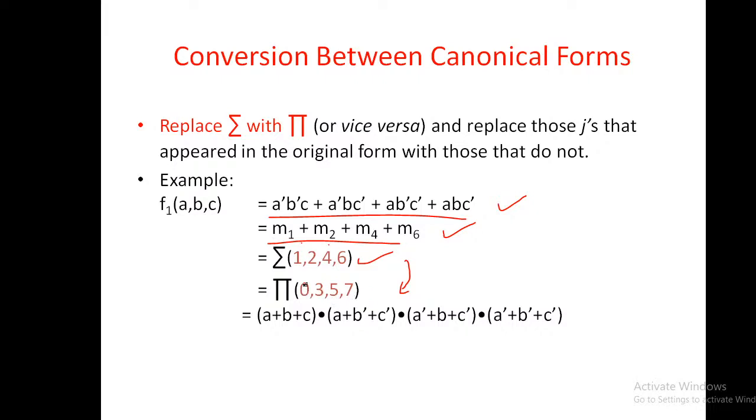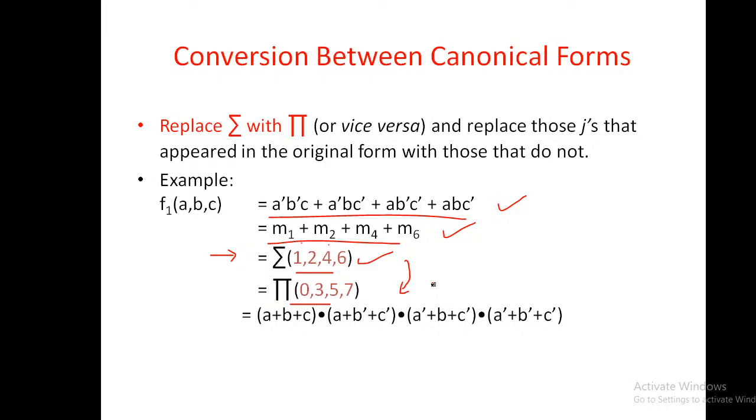Right? So, the terms which are present in the SOP form, the complement of that one will be present in the POS form. Is it clear to you? The complement of that will be present in the POS form. That's why 0, 3, 5, 7. So I need not calculate, I need not see the truth table. I should find out the 0s and all these things. That is the general rule.